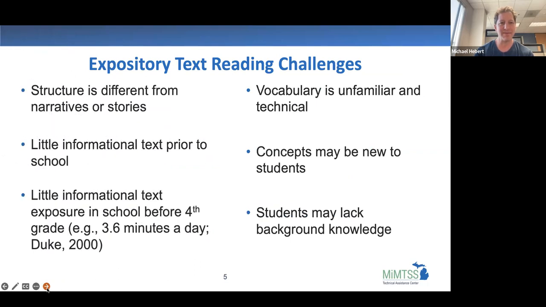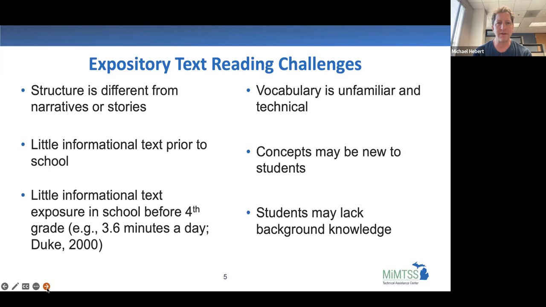My animations didn't come in really that great on that one, but some expository text reading challenges that I came up with are that the structure is different from things that they might be familiar with, like narratives or stories, right? Narratives and stories have a familiar structure to them. There are characters, there's a setting. Sometimes there might be a challenge that's faced by the character. There are emotions at play, things like that, right? And there's a familiar structure to it. There's a beginning, a middle, and end.